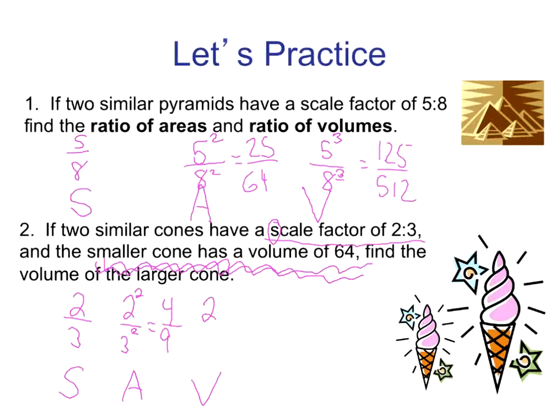And then my V column would be 2 cubed over 3 cubed, or 8 over, anybody know 3 cubed? 3 times 3 times 3? 27. Good job. So let me pause for a second. Are there any questions about how I found my S, my A, or my V ratio?